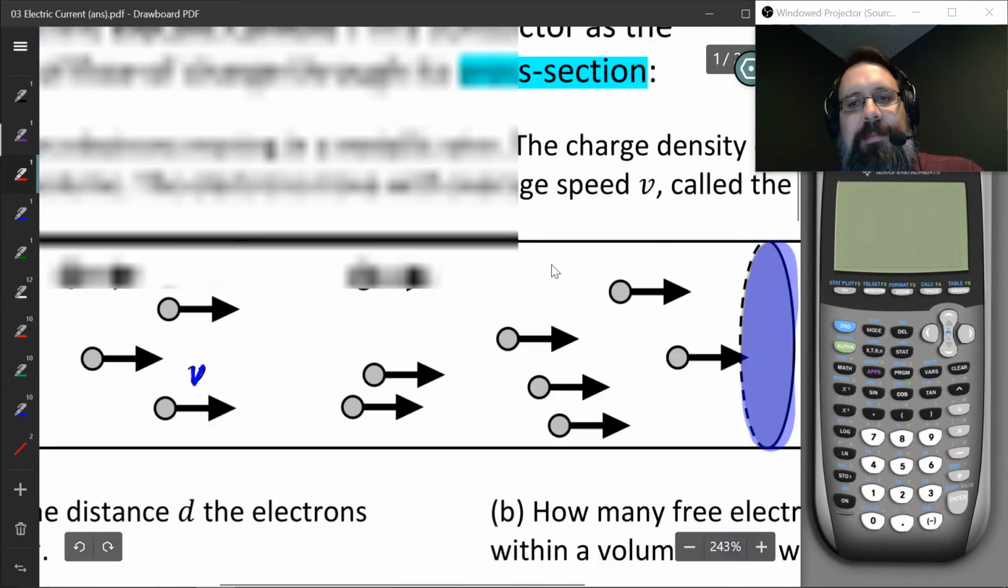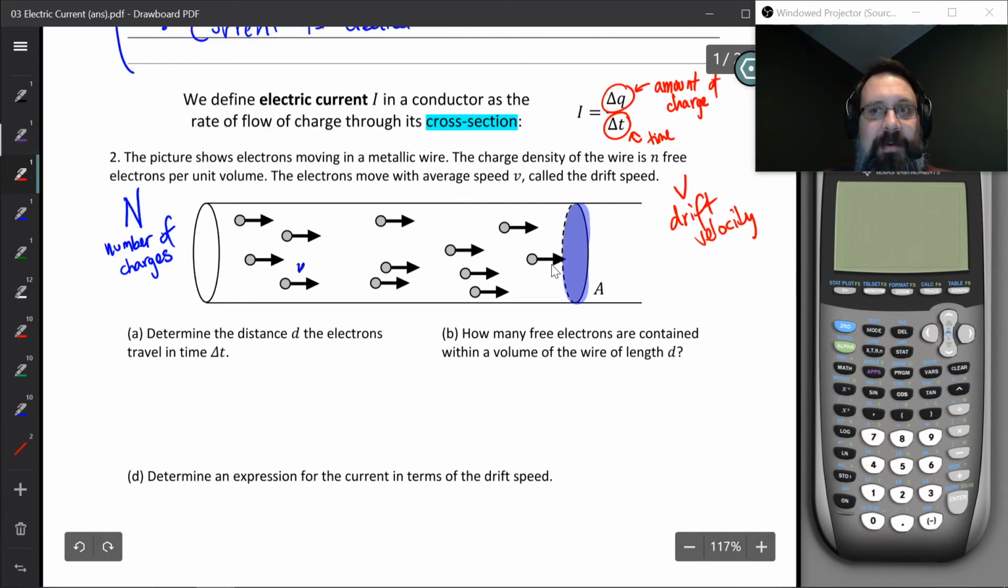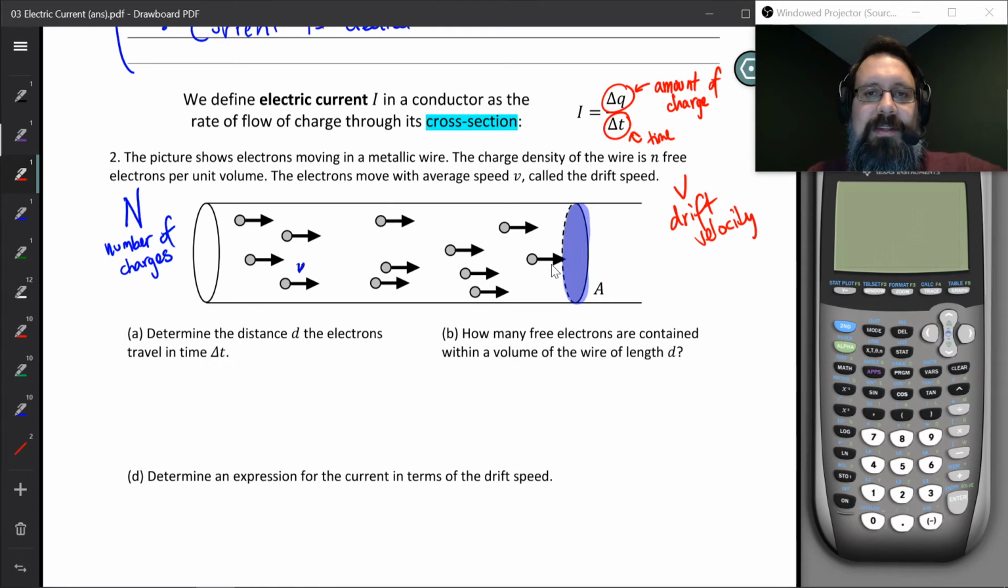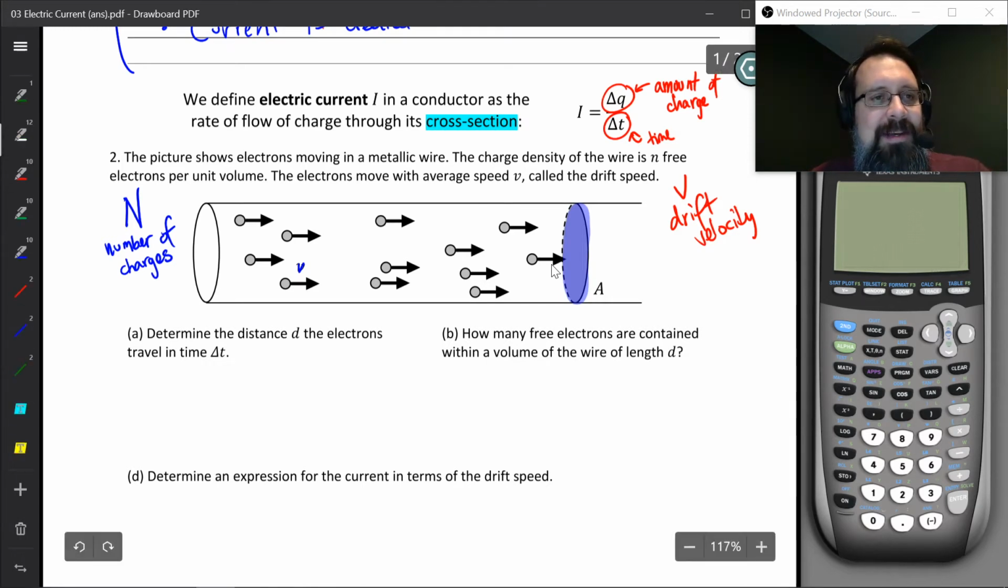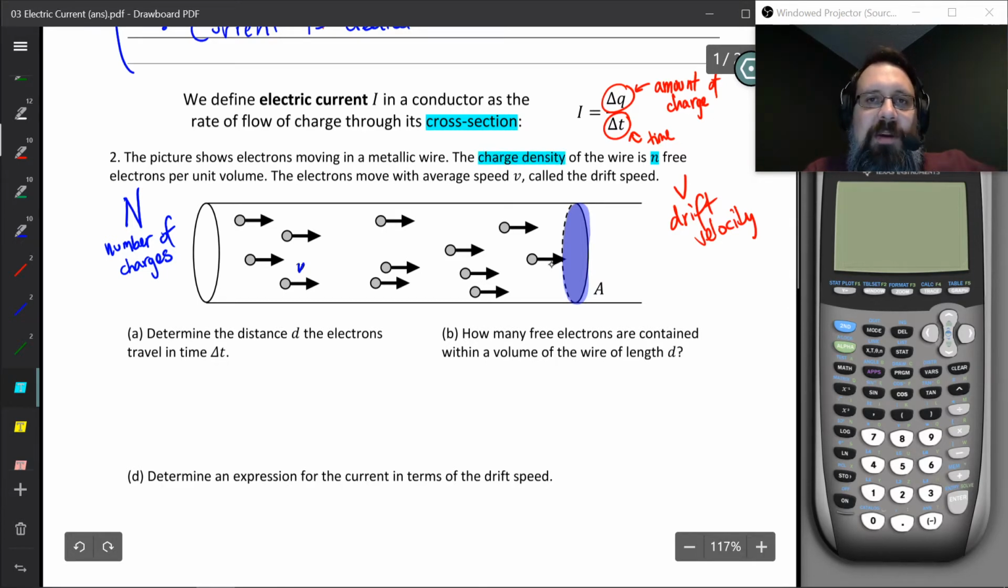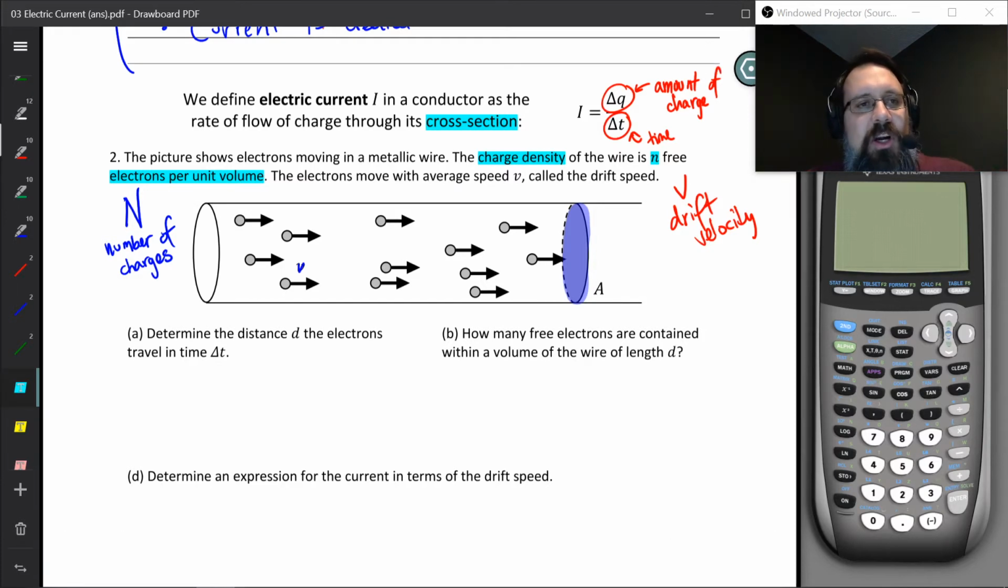Before we start, we have to come up with a variable that will tell you how good a conductor is, and that is little n. When we're doing these types of problems, you'll see this symbol n. It's called the charge density. The charge density roughly tells you how many free electrons there are, and it is expressed in electrons per unit volume.